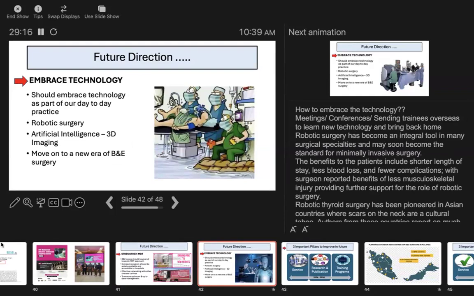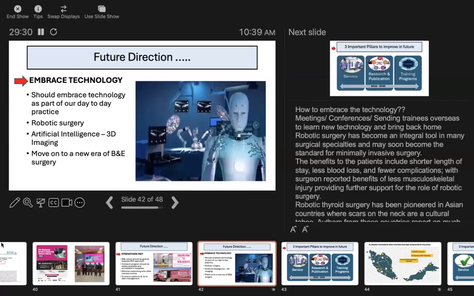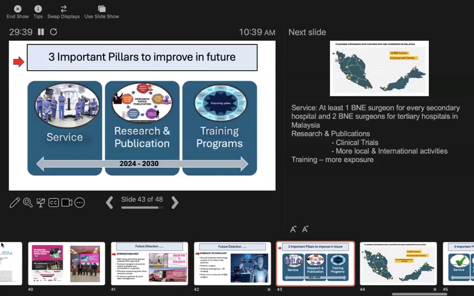Robotic surgery has become an integral tool in many surgical specialties nowadays. Previously, for example, we went to Korea to learn about robotic surgery in thyroid surgery, and nowadays it should be combined with AI to get 3D, and we are moving into a new era for breast and endocrine surgery.